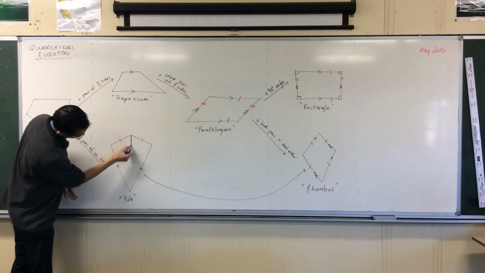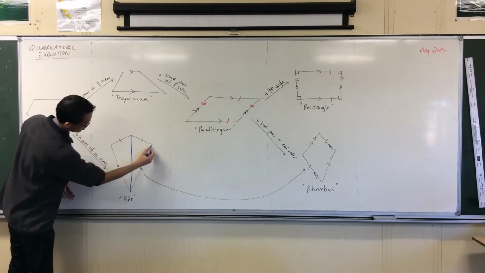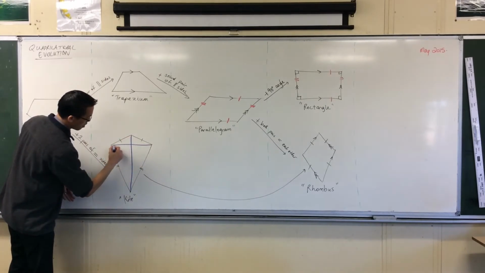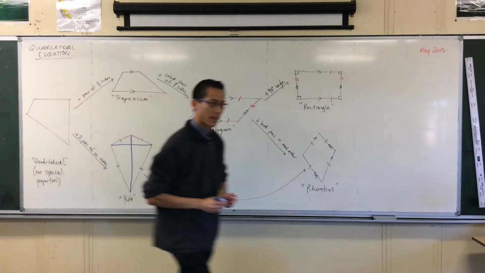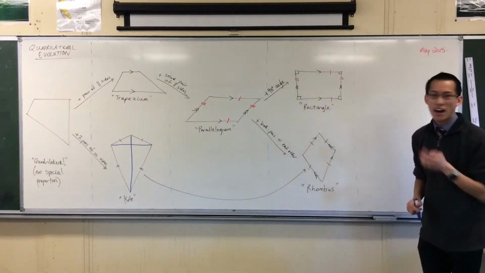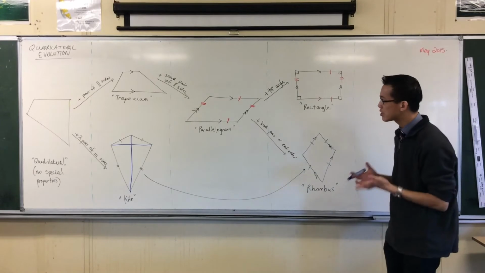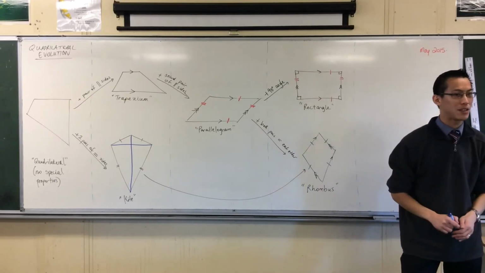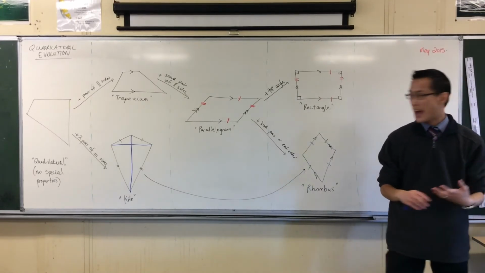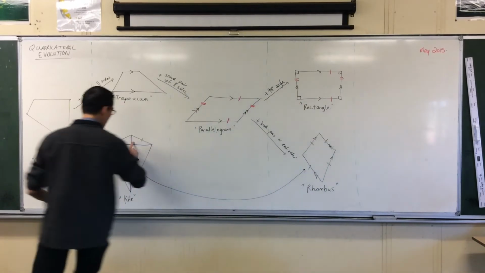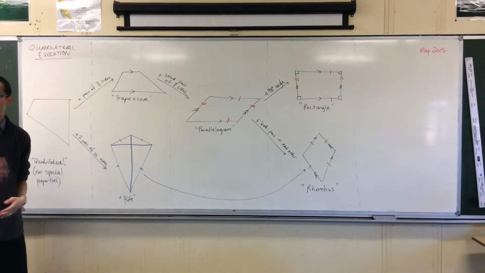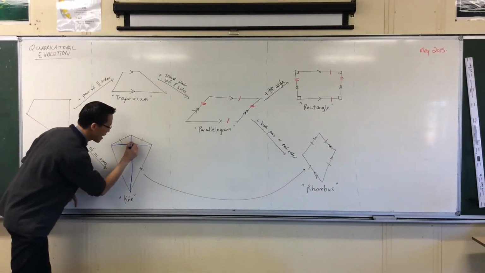So you've got this and this. Okay? Diagonals. Now, if you've drawn your diagonals well, you should see there's something special about those diagonals, right? They meet right there. They meet at 90 degrees. There's a right angle there.